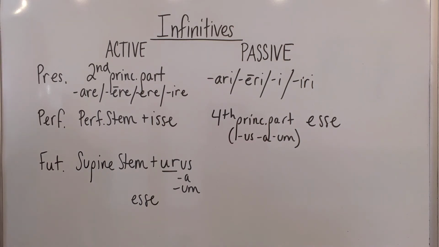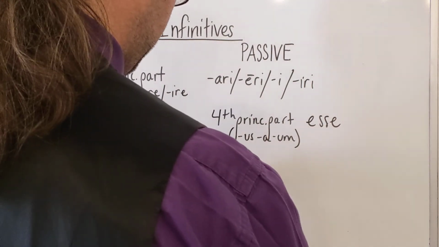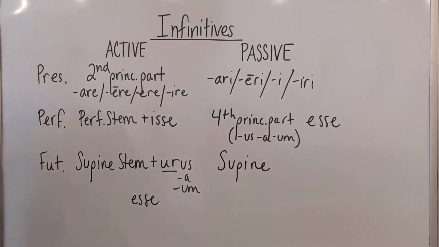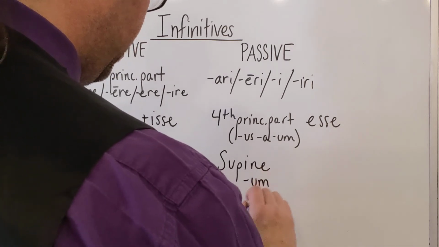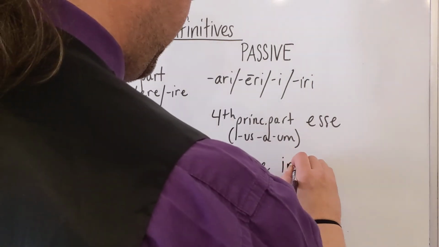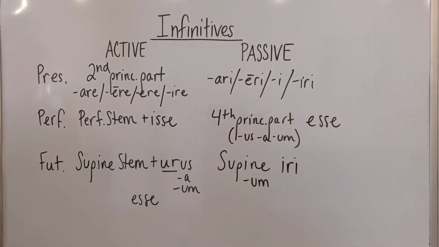For the future passive infinitive, you take the supine, which is the fourth principal part ending only in -um, and then you add the helping verb iri. So amatum iri, tentum iri, ductum iri, captum iri, auditum iri.